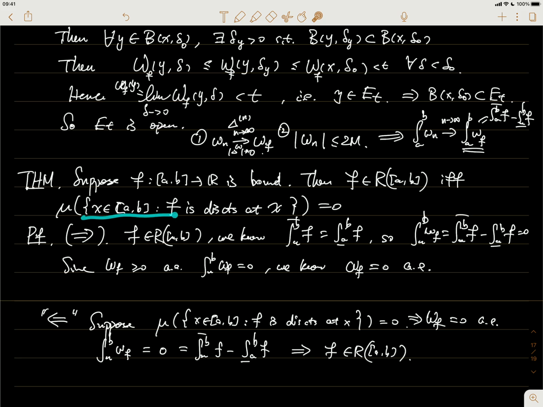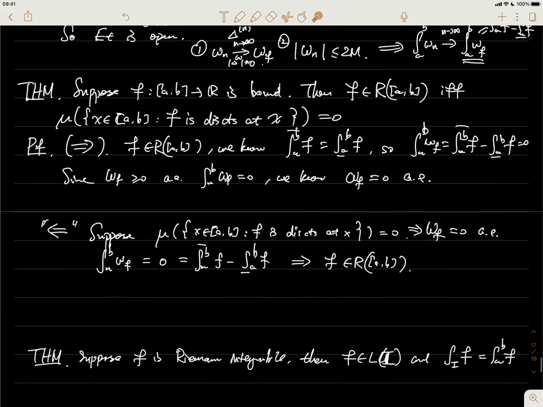So the set here doesn't have to be countable. It could be uncountable. For example, the Cantor set is uncountable. And as long as the function is discontinuous only over that kind of set, you can still show that f is integrable. So it doesn't matter what value f takes, as long as the set of points where the function is discontinuous has measure 0, then the function f is Riemann integrable. Okay, so this is a very elegant result that we can derive from Lebesgue theory.